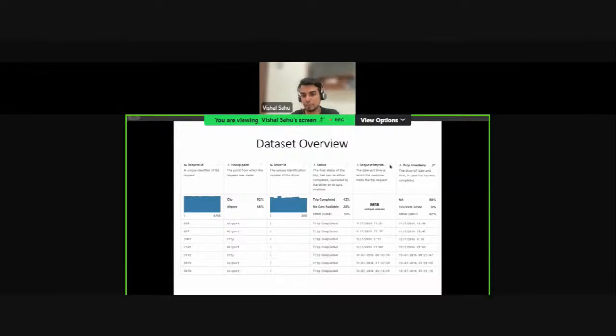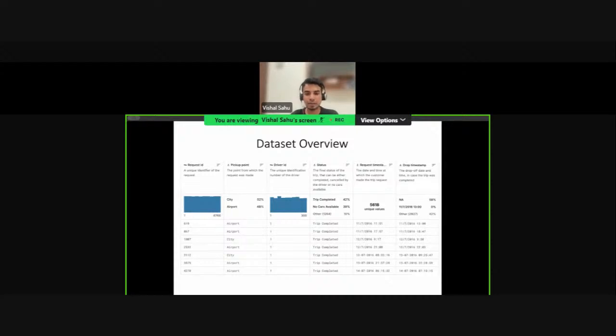Then we have a request timestamp, which is basically the date and time at which the customer made the trip request. The moment you click on book a ride, the timestamp gets captured. So the total completion time is basically from when a user clicks on book a ride to the moment he gets dropped, or has a successful trip. The difference between these two would be a good insight, like how much time it takes for a user to complete the journey from booking the cab to finally getting a drop.